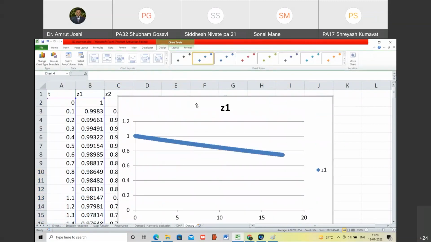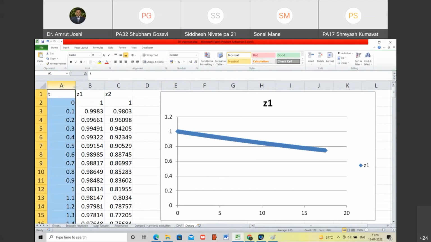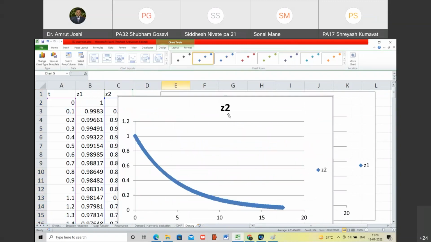Yeah. So this is how it reduces. Are you with me? A value of 1 has reached only 0.7 in 17 seconds. Are you with me? Yes, sir. Now let us plot this one. See, in 17 seconds, it has almost reached 0. Are you with me? Yes, sir.